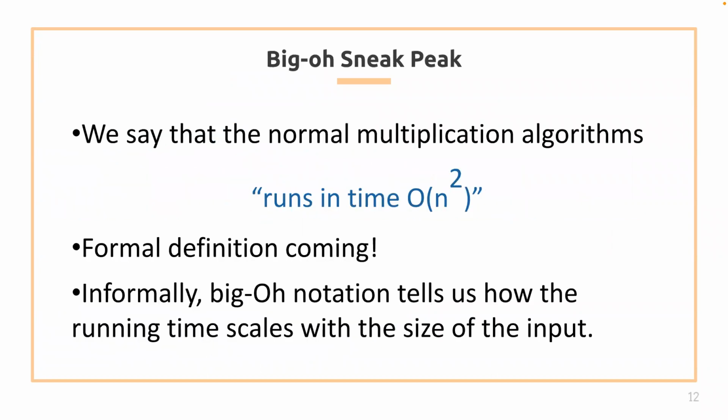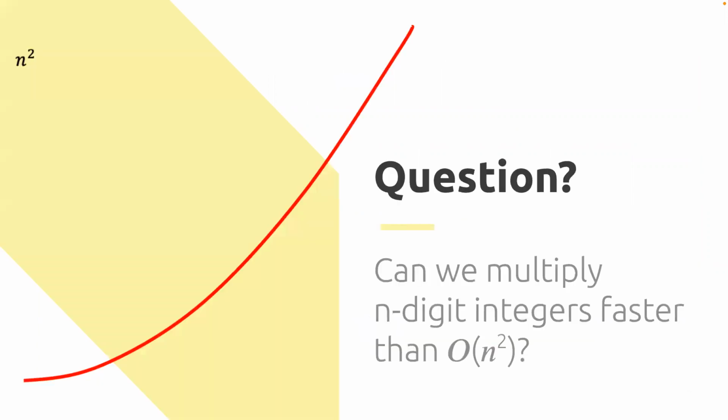So in general, we will say that for normal multiplication, grade school multiplication runs in time big O of n squared. Cool. We will do the formal definition next lecture. You don't have to worry about that right now, but just keep that in mind. So the question that I left everyone in class with is, if we do normal grade school multiplication in n squared, can we do it faster? That's actually what we're going to be covering this lecture.